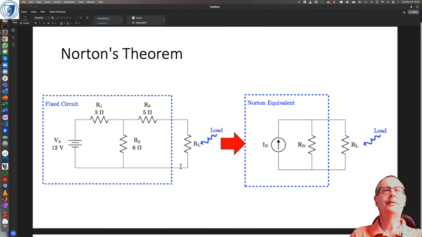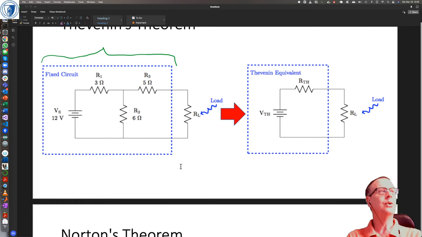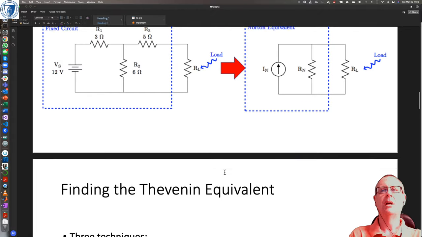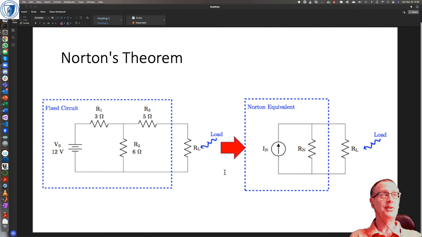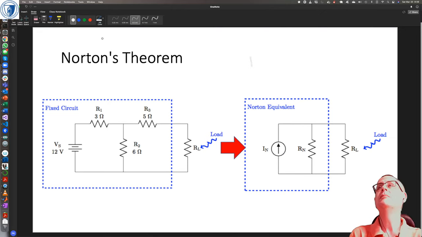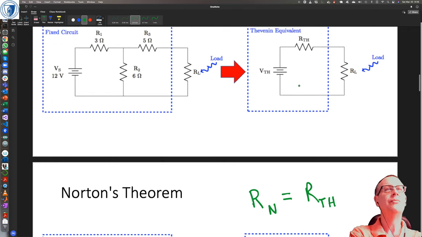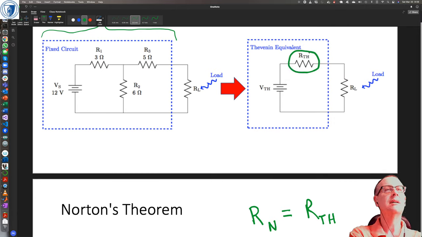Okay. And in the Thevenin case, the circuit is called a Thevenin equivalent or a Thevenin equivalent circuit. In the case of Norton, it's called a Norton equivalent or a Norton equivalent circuit. And one of the interesting things about these two is that the Norton equivalent resistance is equal to the Thevenin equivalent resistance. Okay, so this equivalent resistor here has the same value as this equivalent resistance here, even though one is paired with a voltage source and the other is paired with a current source.